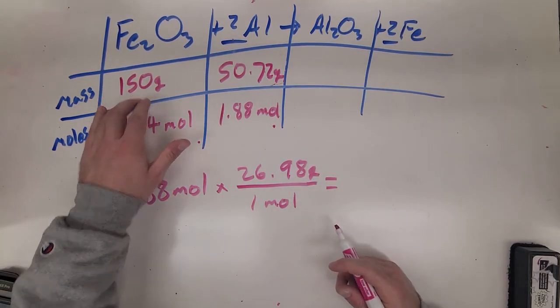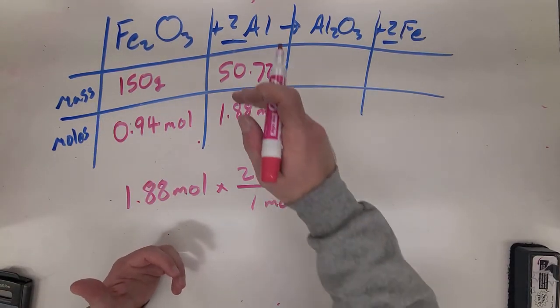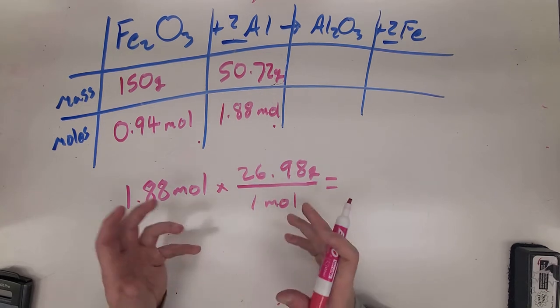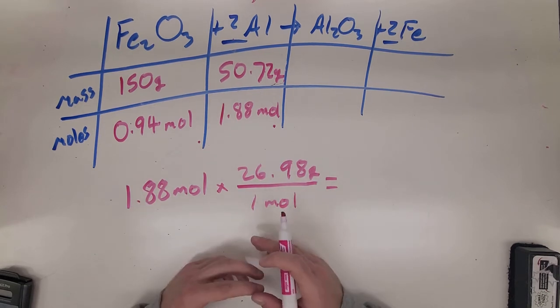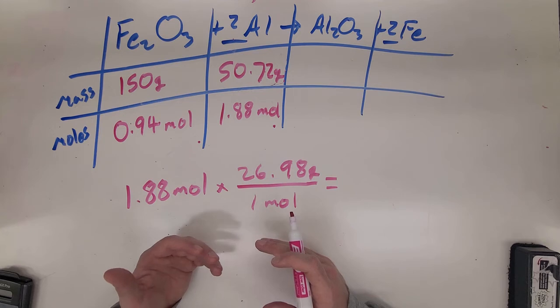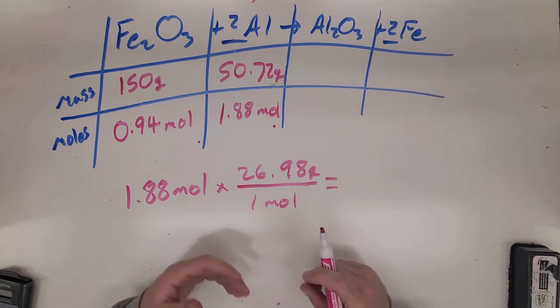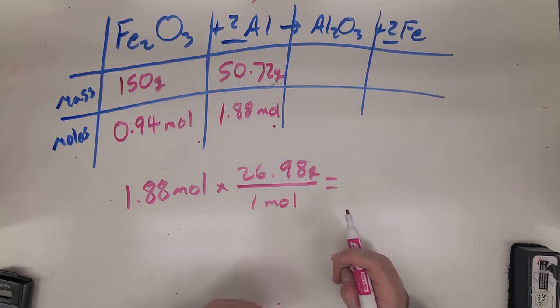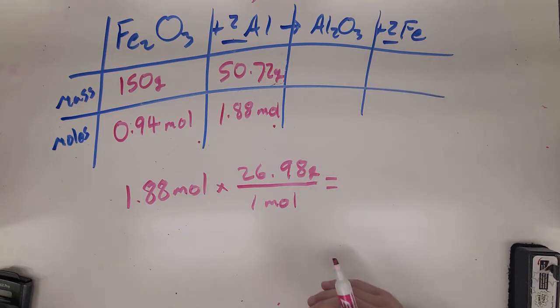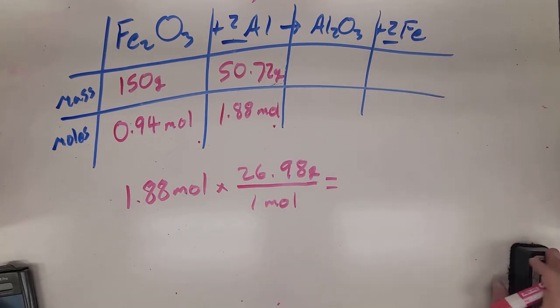So for every 150 grams of iron oxide, it would take about 50 grams of aluminum to react it to completion. Let's take this one step further. Let's say we wanted to figure out how much iron would be produced as a result of this chemical reaction. When you do this, you get a lot of molten iron, and it's kind of cool to look at once the reaction's gone to completion.